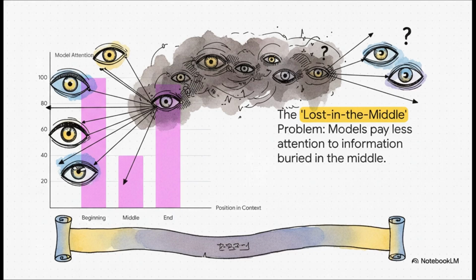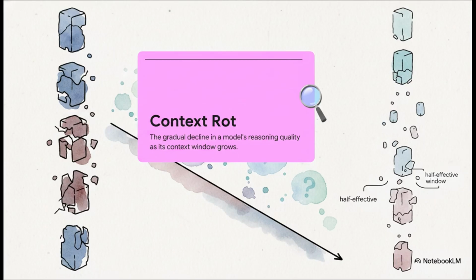Researchers actually confirmed this and gave it a name, the lost in the middle problem. So the effective window, the space where the model is actually reasoning well, is often half of the advertised number, or sometimes even less. And it's not like it just suddenly stops working. It's more of a gentle slope. Every single token you add to the conversation makes the model's reasoning just a tiny bit worse. Some people have started calling this context rot.